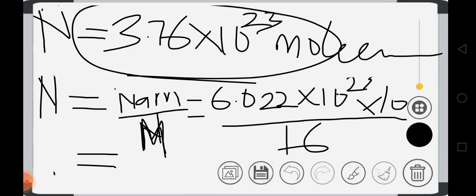So this is the number of particles present there, 3.76 times 10 power 23 molecules. So this is how you calculate numbers of molecules or numbers of particles. Thank you.